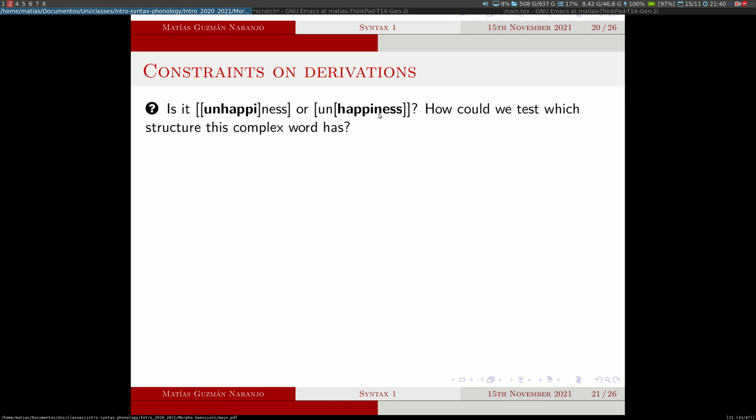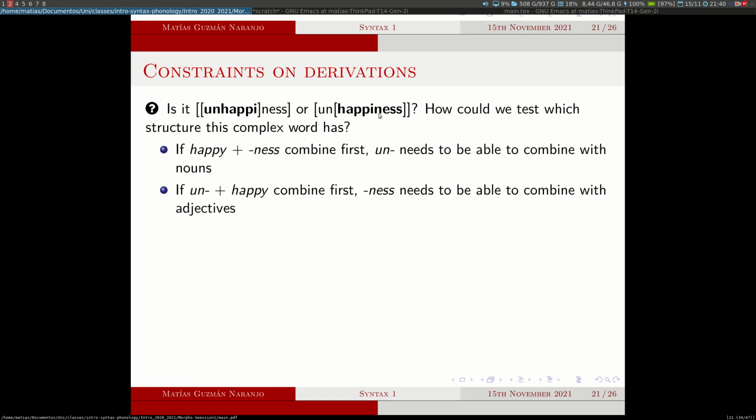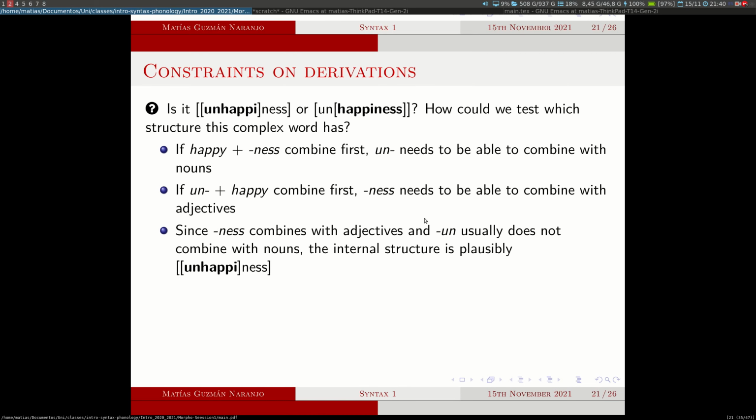How could we test that? So if happy combines first with ness, then un would need to be able to combine with nouns, right? If un plus happy combines first, then ness needs to be able to combine with adjectives. Well, ness usually combines with adjectives, but un usually does not combine with nouns. So the more plausible structure is this one. And you can think about why that might be.